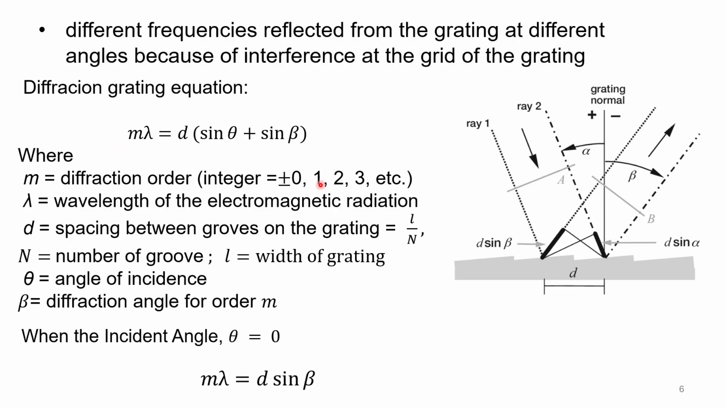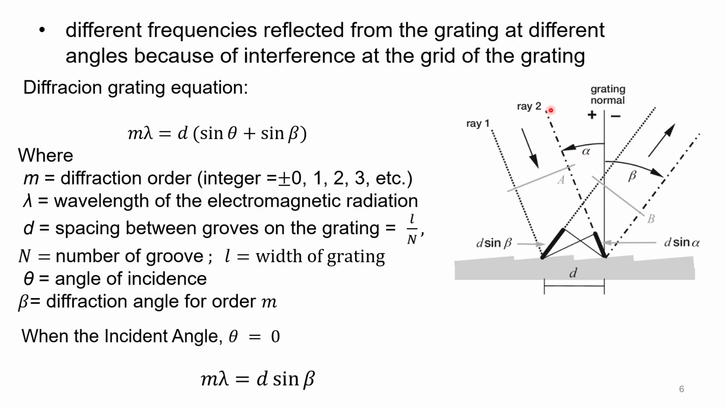And this is the diffraction grating equation. m represents the diffraction order. Lambda is the wavelength of the electromagnetic radiations. d is the spacing between the grooves or the scratches on the grating. It is also equal to L over N, where L is the width of the grating and N is the number of the grooves, whereas theta is the angle of incidence.